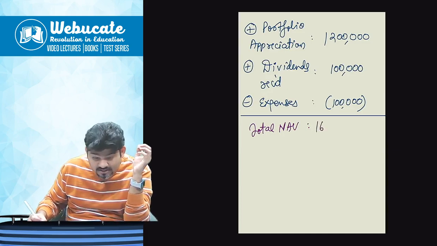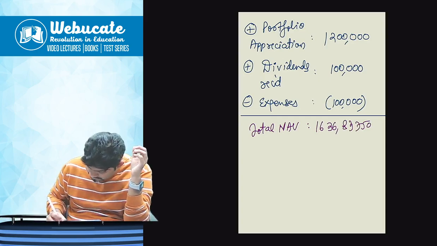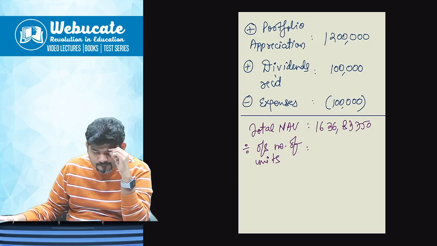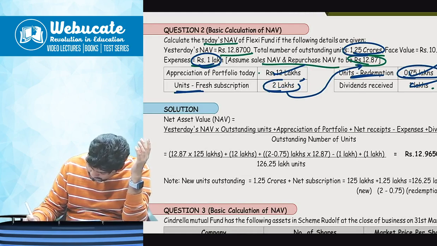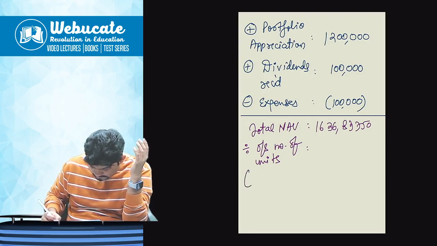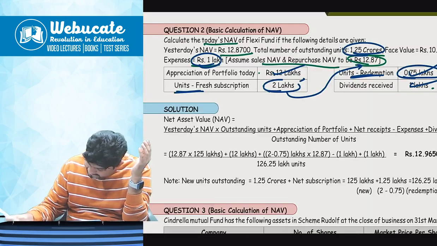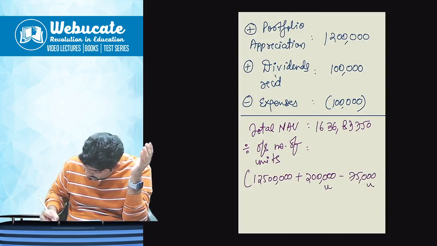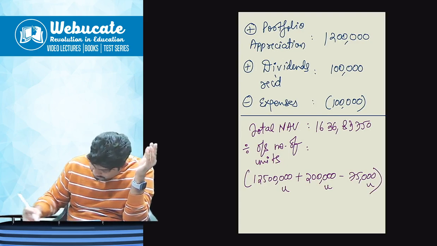So what is the answer? It is 16,36,83,750, divided by the outstanding number of units. What is the outstanding number of units? One crore 25 lakhs plus fresh subscription 2 lakhs, less redemption 75,000 units. One crore 26 lakh 25,000.